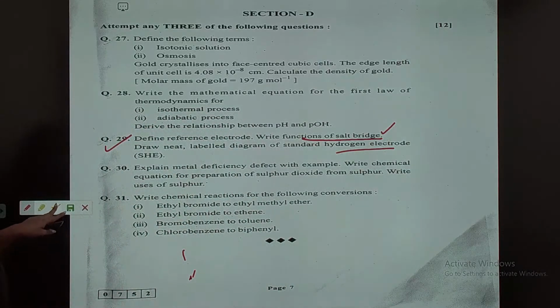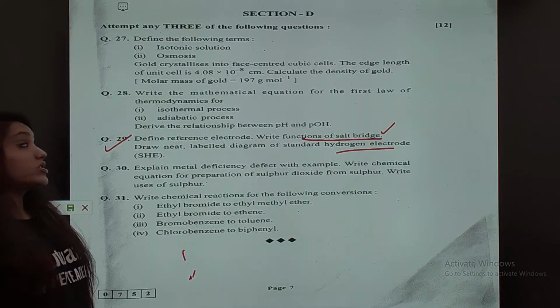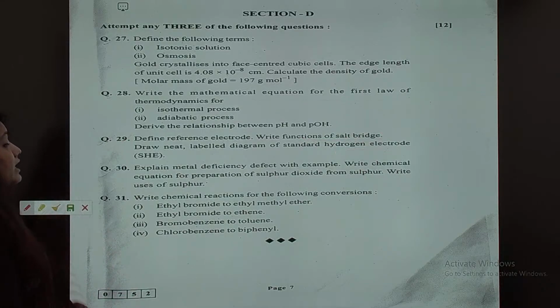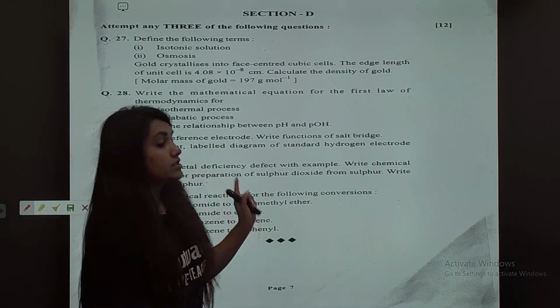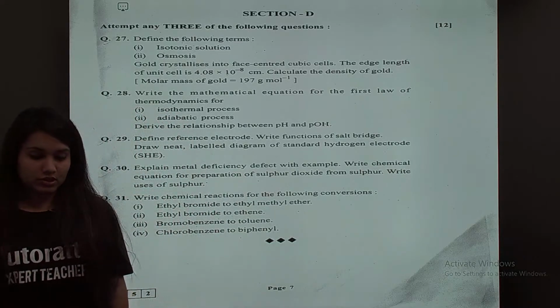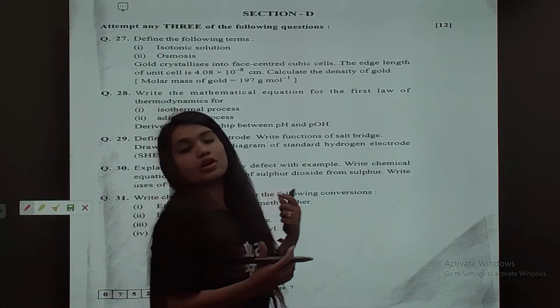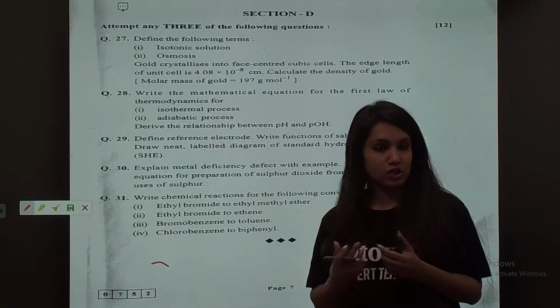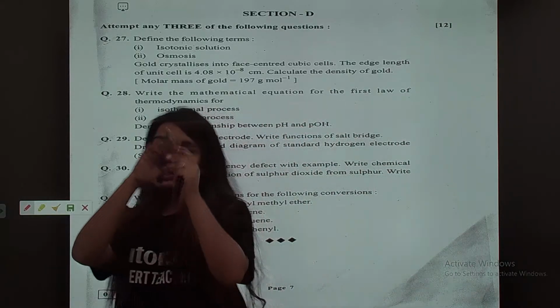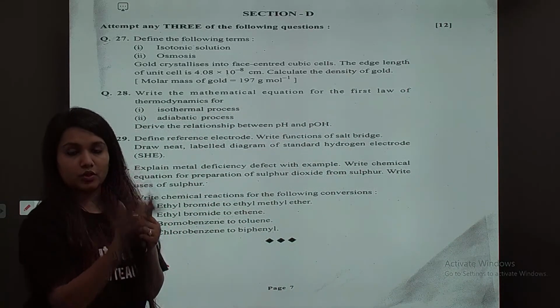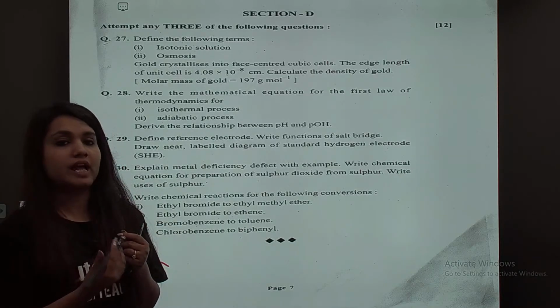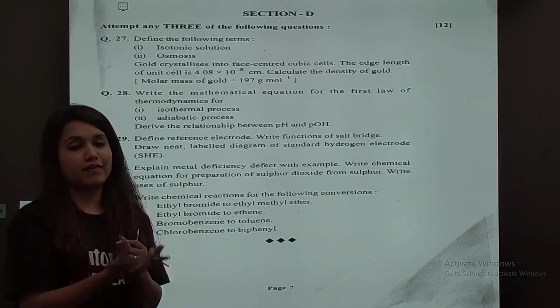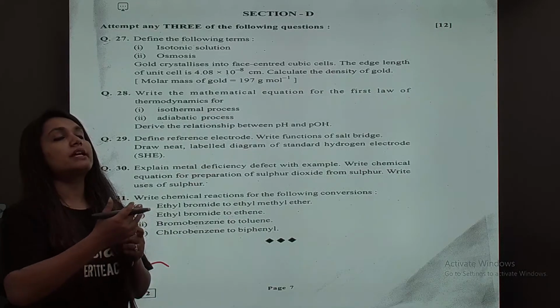Alright, let's move on to question number 30, everyone. Question number 30 says, explain metal deficiency defect with an example. So let's take the example of Ni. If I have got nickel oxide compound or solid, definitely in the entire solid there will be Ni, there will be O as well, right? Ni being a metal will have a positive charge, O will have a negative charge. Now let's assume it like this.